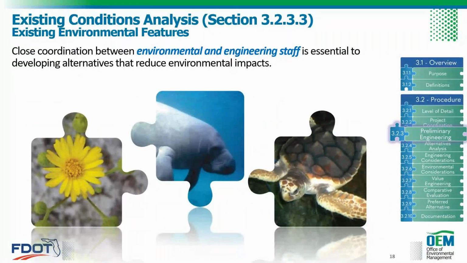So we've talked about all of the engineering existing conditions. Now we're moving to our existing environmental features. The existing conditions analysis must include a review of potential environmental issues in your project area that would affect the development of project alternatives. Of course, like we spoke about earlier, close coordination between environmental and engineering staff is essential in developing alternatives that reduce environmental impacts.